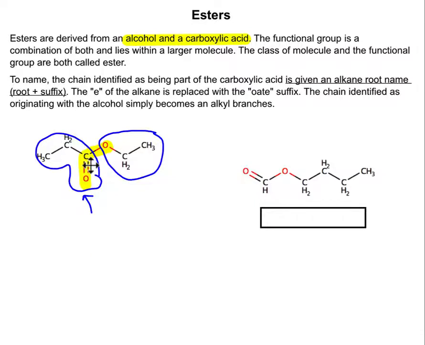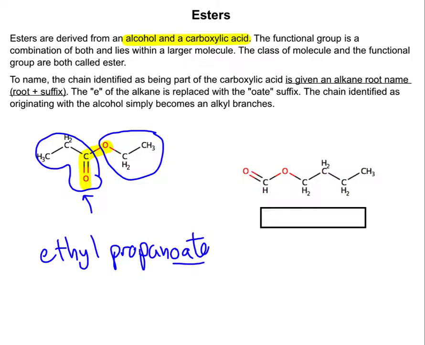So we look at our carboxyl group, which was a 3-carbon, so that must have been propanoic acid. So we again go with propane. We take off the E and add oate. An oate ending tells us it's an ester. The part that came with the alcohol is just a branch. That's a 2-carbon branch. Ethyl propanoate.